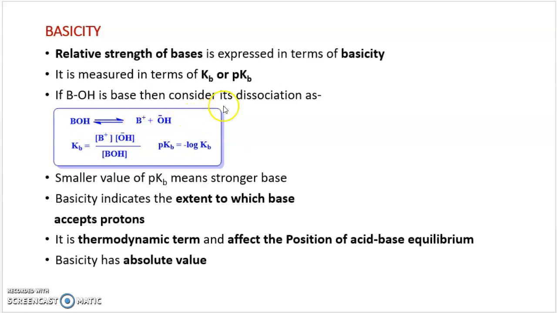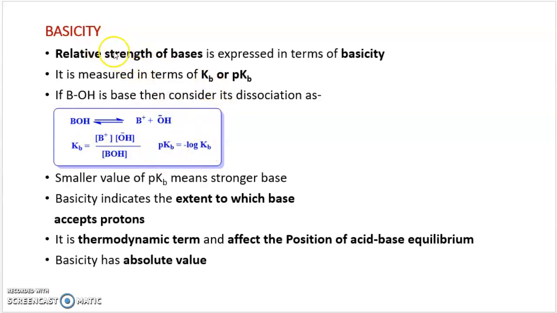If we calculate the dissociation constant of this equation, then we know that it is the concentration of products divided by the concentration of reactant. So Kb is equal to the concentration of these products over the concentration of the reactants. From this equation we can calculate Kb, that is the dissociation constant, and the value of pKb is calculated as minus log of Kb. So by using this equation, we can calculate the absolute value of basicity.